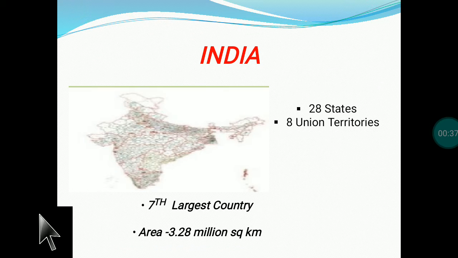with the introduction that India has 28 states and 8 union territories, and it is the seventh largest country of the world, having an area of 3.28 million square kilometers. It is the introduction of the Indian territory or the Indian subcontinent.